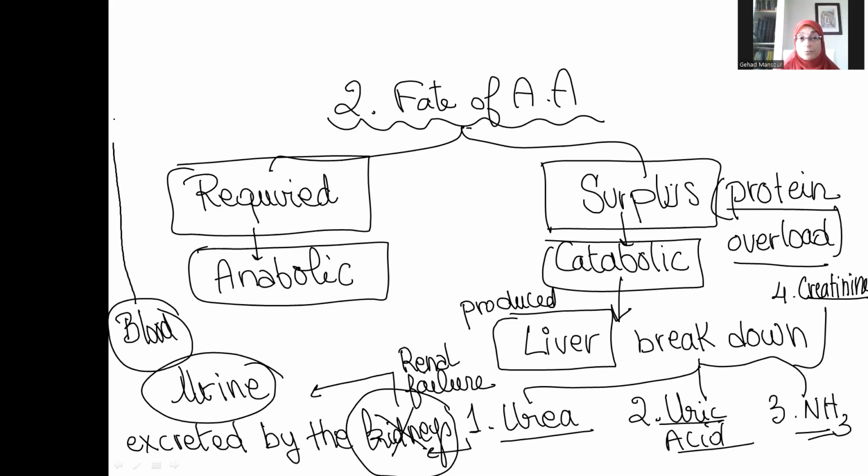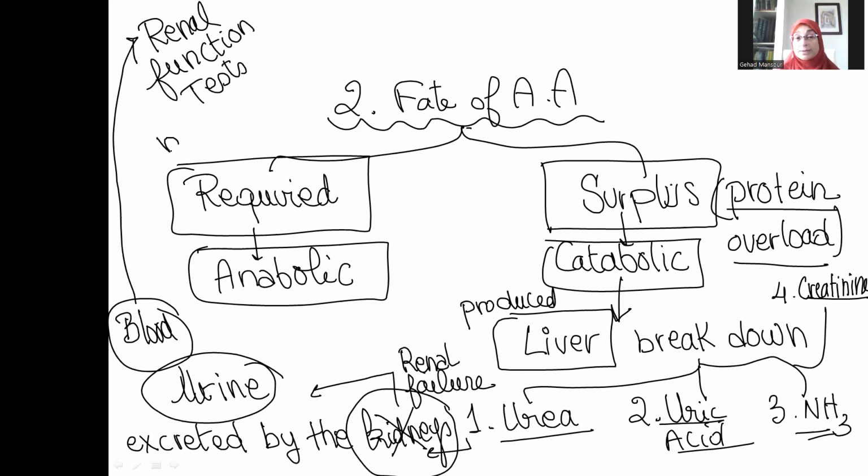And that's why we do an important test called renal function tests. وظائف الكلى, renal function test. And renal function test is a blood test. Why a blood test? Because if you don't excrete urea, uric acid, ammonia, and creatinine, which are the harmful products of protein metabolism, if you don't excrete them in urine, then they will accumulate in the blood.